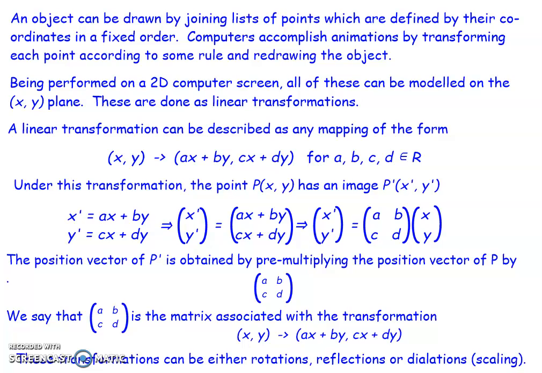By performing these on two-dimensional screens, all of the modelling on the XY plane can be done, and that's what we're going to look at. So these are done as linear transformations. There are a couple of different ways that we can transform points within our system. The linear transformation can be described as the mapping where we've got a point (x, y) that moves to some coordinate (ax + by, cx + dy). So it's mapped there, and we're going to call that (x', y').